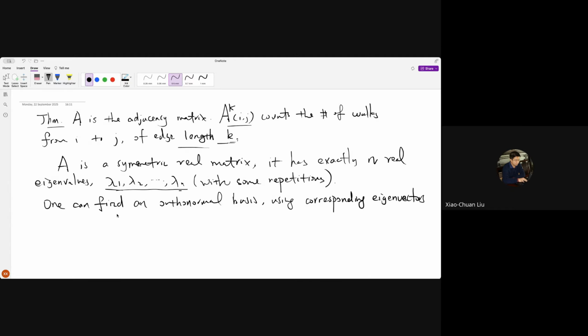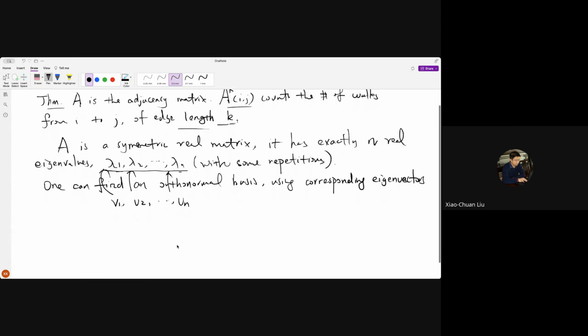For example, we put V1, V2 until Vn corresponding to these eigenvalues. This basis is called an orthonormal basis, meaning that the norm of each Vi is 1. And if we take Vi and Vj with different indices, then their inner product is 0. If i is not equal to j, then their inner product is 0.